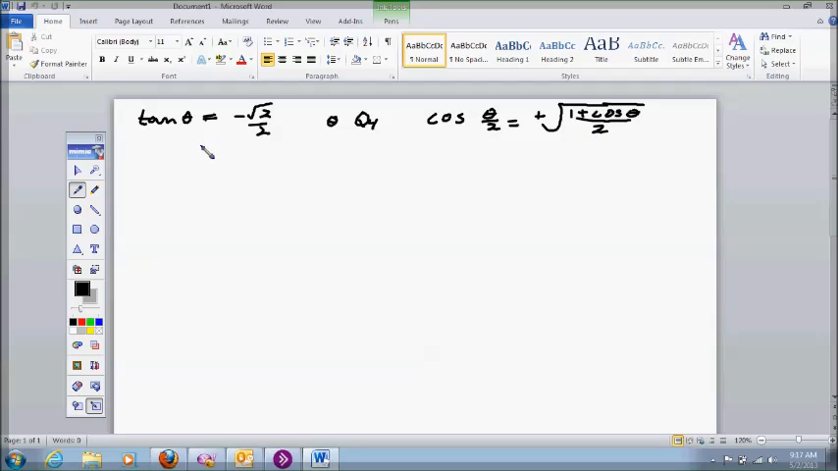I'm given tangent theta, and I'm told that theta is in quadrant 4. And so if I make myself a coordinate plane here, where this is my x and this is my y, I'm in quadrant 4, so I make this reference triangle. This is a right angle, of course. Now I'm given tangent theta, and if you recall from SOHCAHTOA, tangent is equal to opposite over adjacent. So if this is theta here, tangent is equal to opposite over adjacent.